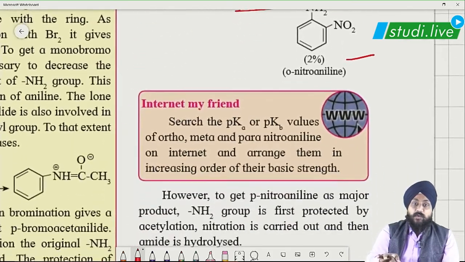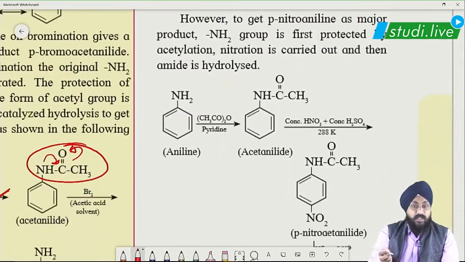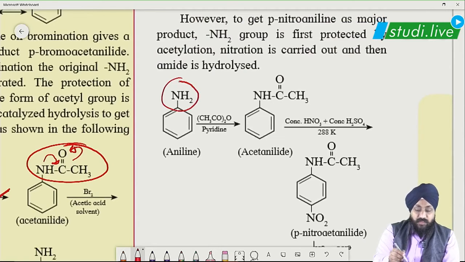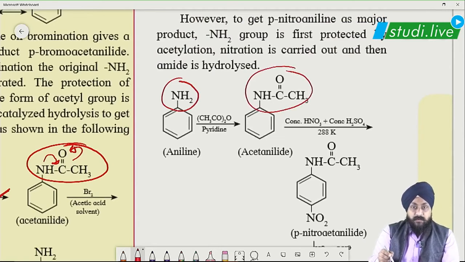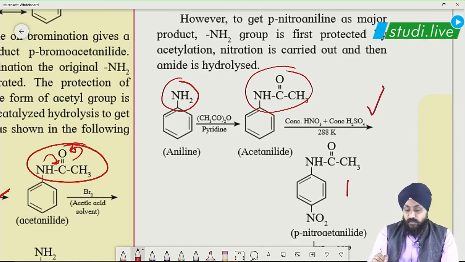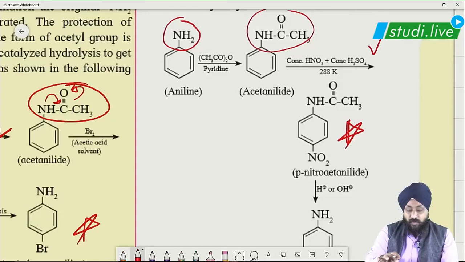But what if you want to prepare only para? So again what you will do, you will try to convert NH2 to a group where it is not able to donate more electron to the benzene ring, and then you carry out the nitration. So you are going to get only one product.